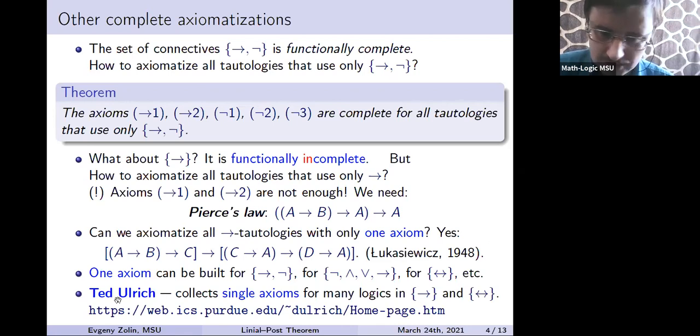And I already mentioned this guy, Ted Ulrich, who collected many shortest axioms for various calculi for implication and negation, for equivalence. For equivalence, of course, we need some special rule of inference. We don't have modus ponens. We need a special rule. So this is a web page where you can find many of these interesting axioms.